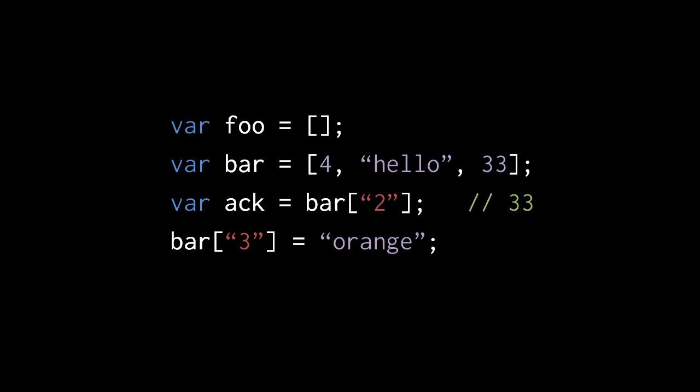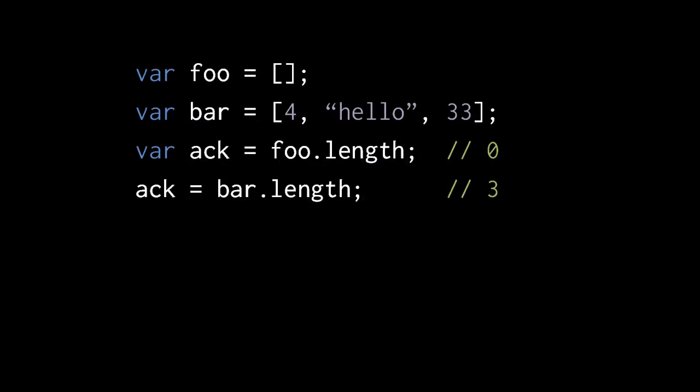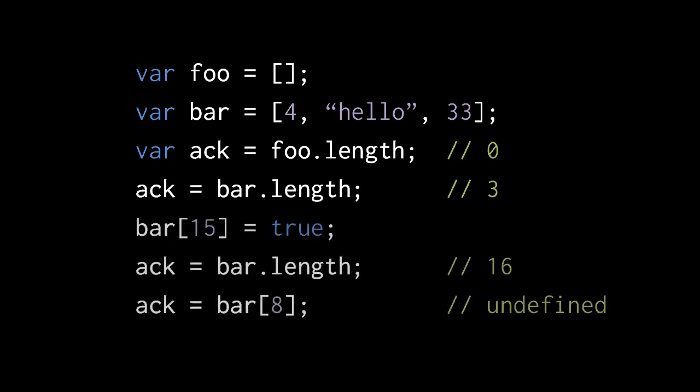In truth, though, what the length property actually reports is the number which is 1 higher than the greatest numeric property name. So here, foo.length returns 0 and bar.length returns 3 as we should expect. However, if we then assign to index 15 of bar, length returns 16, even though we've only added one more item. All the indexes from 4 to 14, such as index 8, remain undefined. So understand that there are scenarios in which the length property will actually misreport the number of items in an array.